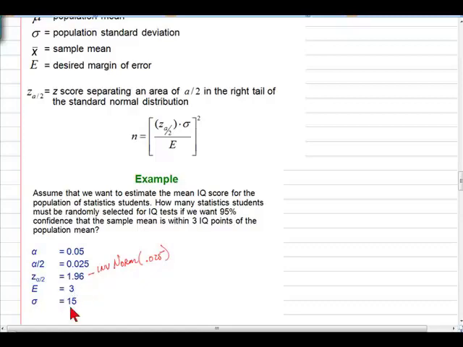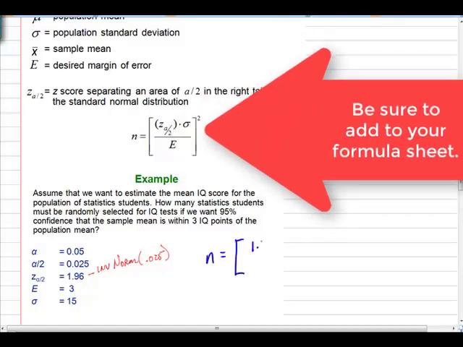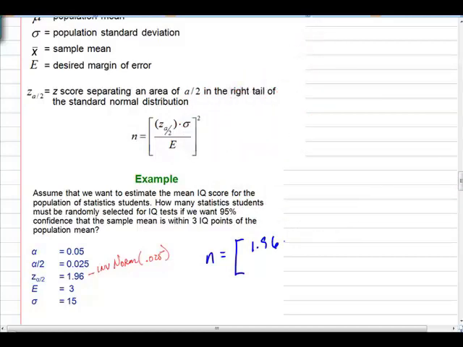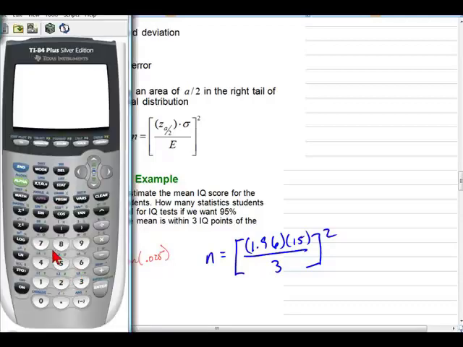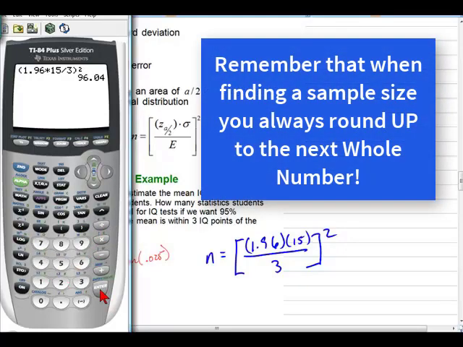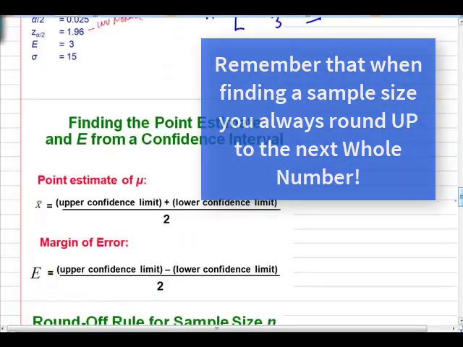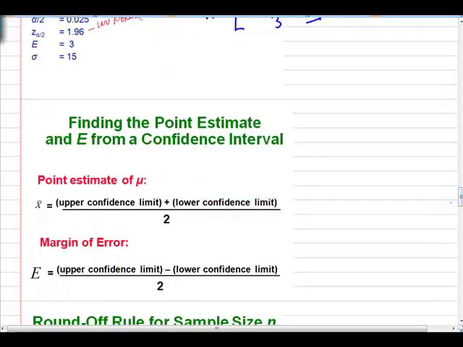Just plug those numbers into the formula and we would get n is equal to 1.96 times sigma, which was 15, divided by 3, and we would square the whole thing. So this is open parentheses because we got to square the whole thing. 1.96 times 15 divided by 3, close the parentheses, and then square. So we need to survey or sample 97 people. Any questions?